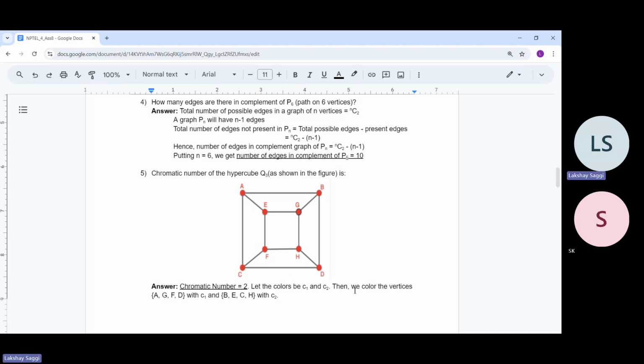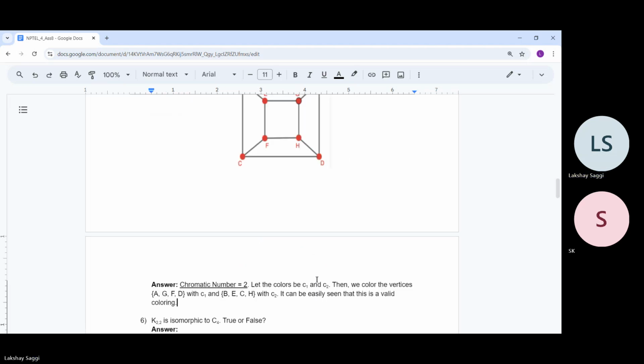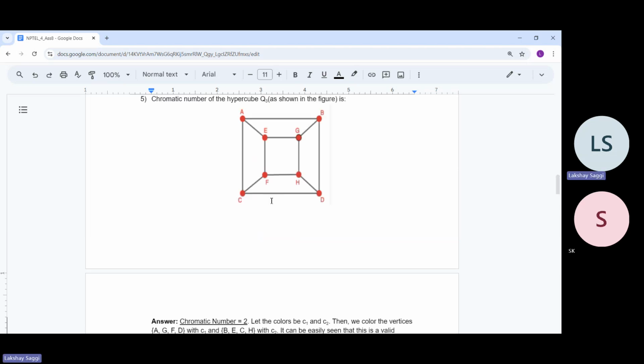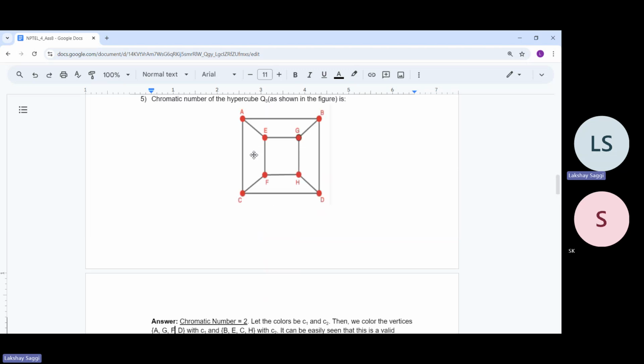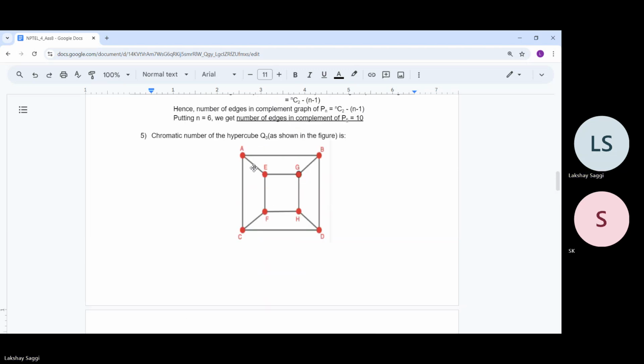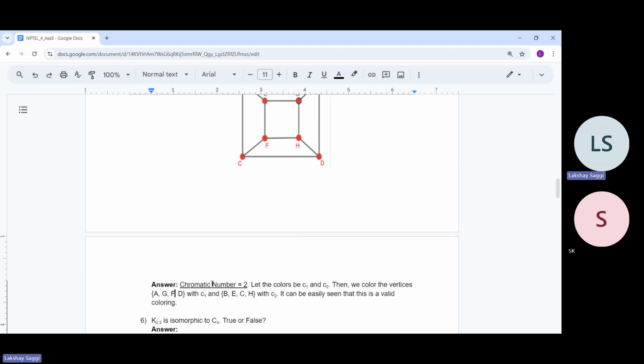So, as I already considered, you will just consider any edge, and it will come out that both the endpoints of that edge have different colors. So it can be easily seen that this is a valid coloring. For any edge, consider just this edge EF. So F is colored with C1 and E is colored with C2. And similarly, you can see for every edge. So that's why this graph has a chromatic number of 2.